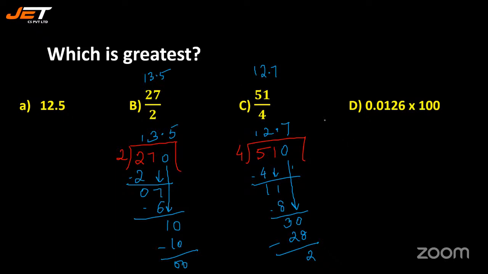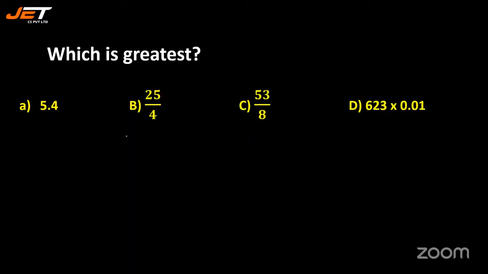And this is 0.0126 times 100. That means I'll shift the decimal 2 places to the right. So it will be 001.26, or I can write 1.26. So I think the greatest is B, 13.5. That's the greatest. Now here you have to tell the greatest. Do it. Solve all of them.